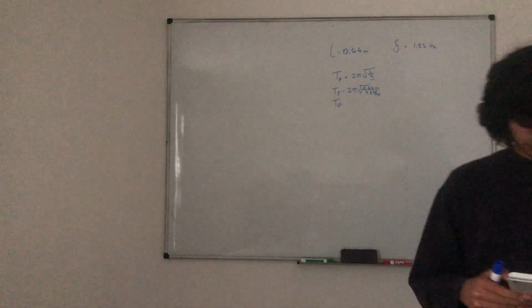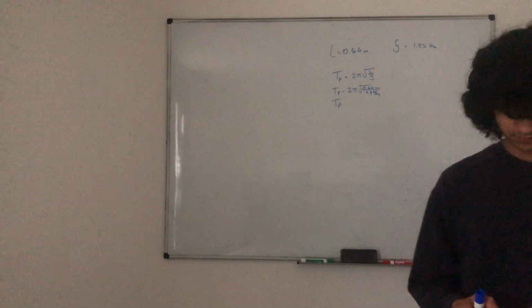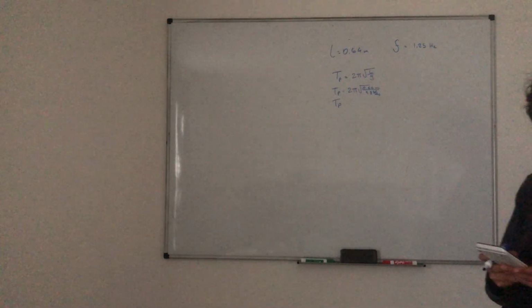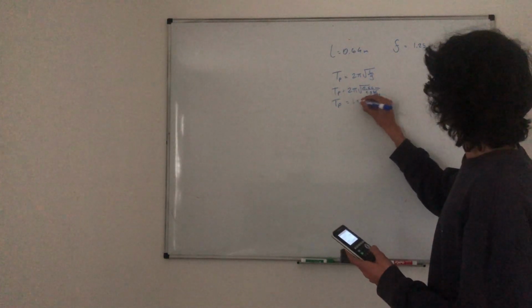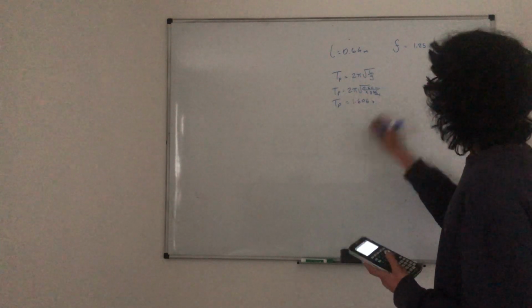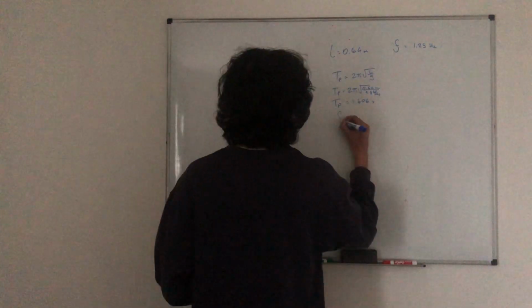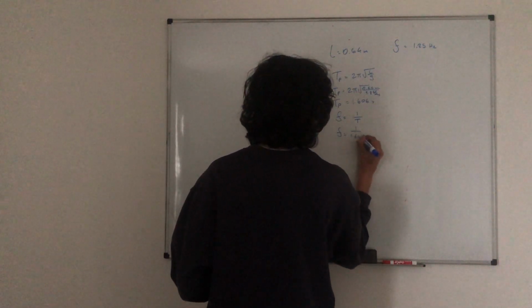of, let me just check, 2 pi times the square root of 0.64 divided by 9.8. Yeah, I got a period of around 1.606 seconds. So if I figure out the frequency, it is equal to 1 over T, so frequency will be equal to 1 over 1.606.